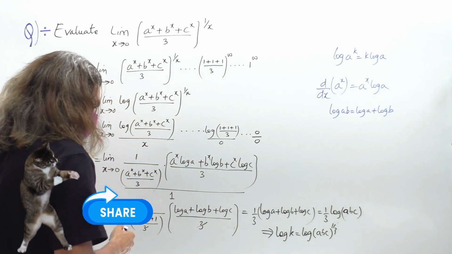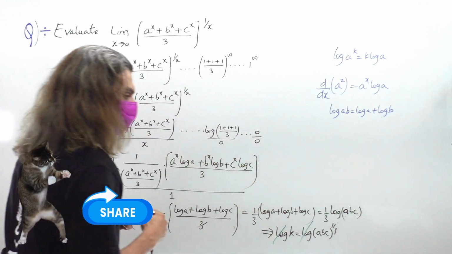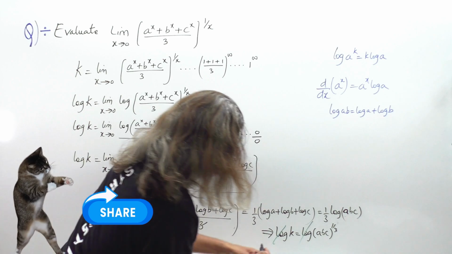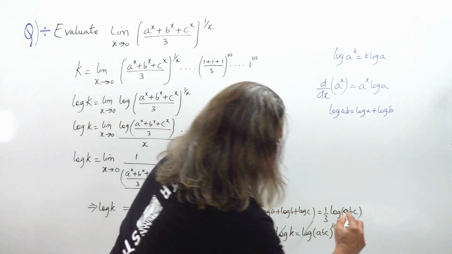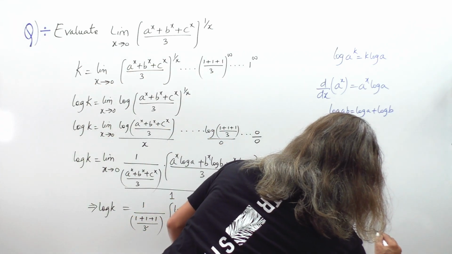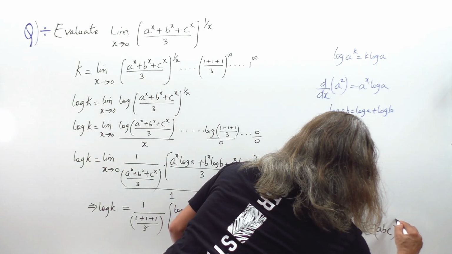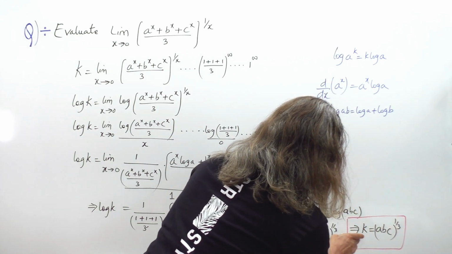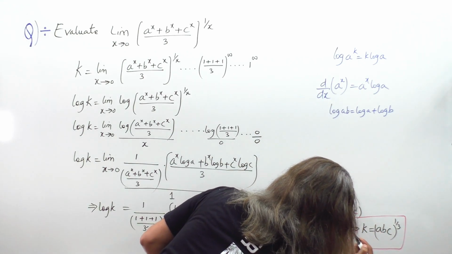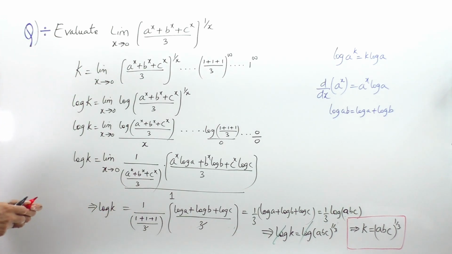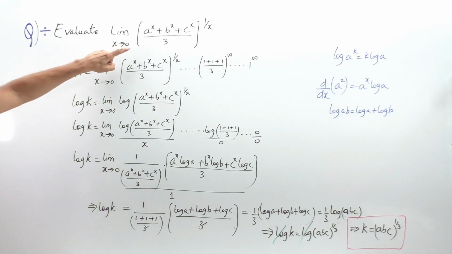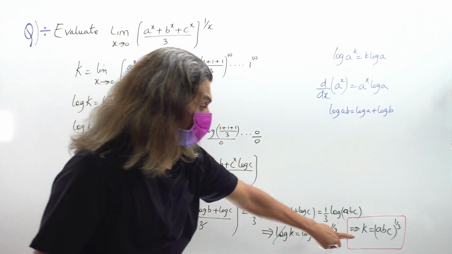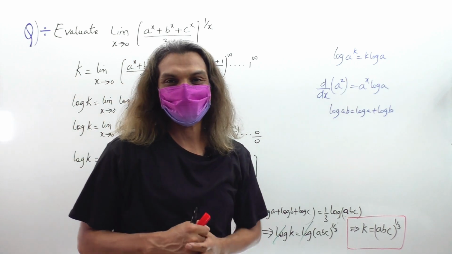Now here what happens beautifully, log and log cancels off. So what remains? k is equal to abc raised to 1 by 3. That's it. That implies the solution is k is equal to abc whole raised to 1 by 3. That's all. This is the solution for this question. The solution is very beautiful, and the question is also very beautiful. So the limit of x to 0 of a raised to x plus b raised to x plus c raised to x upon 3, whole raised to 1 by x, is abc raised to 1 by 3.